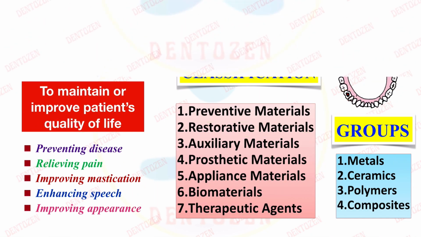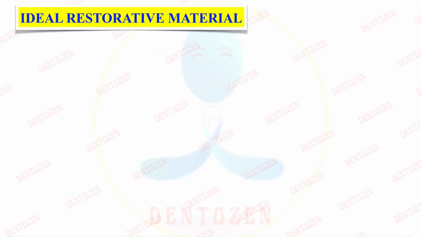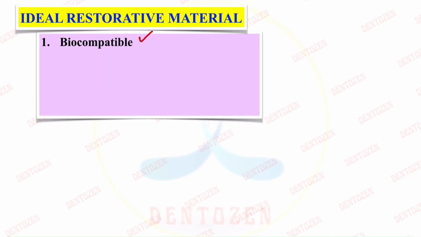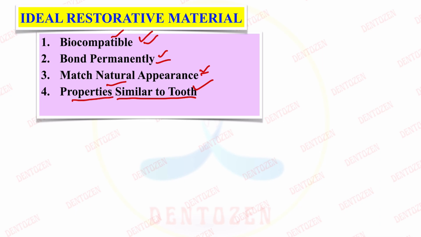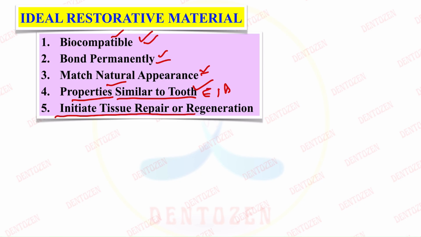So what should be the characteristics of an ideal restorative material? It should be biocompatible, compatible with the living tissues as in the oral environment. They should not cause any irritations, reactions. They should bond permanently to the tooth structure. They should not be able to get displaced easily. They should match the natural appearance of the tooth and other visible structures of the mouth. That means they should not compromise with the aesthetics. Then it should have properties which are similar to the tooth structure, tooth enamel, dentin. So they should be hard enough. Then they should be capable of initiating tissue repair or regeneration of the missing regions, missing tooth. So those should be the characteristics of ideal restorative material.